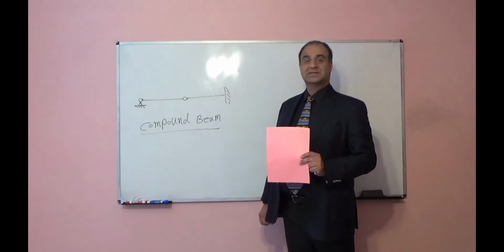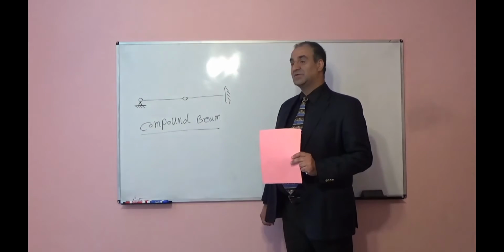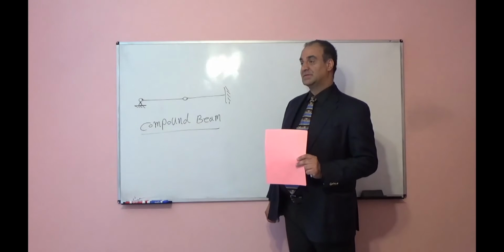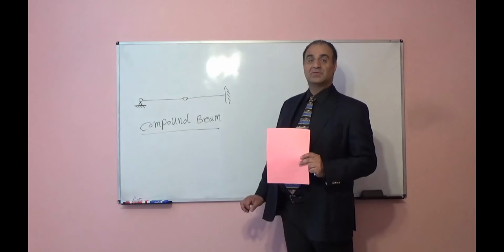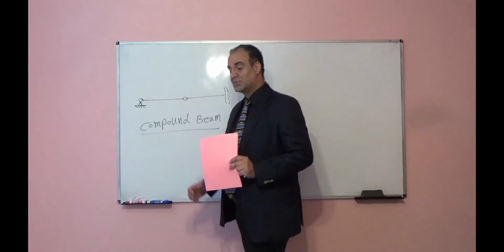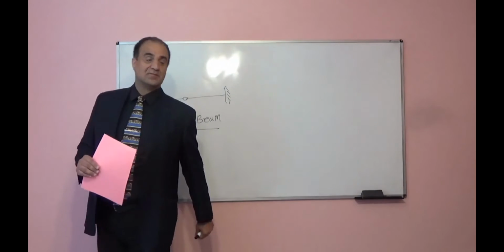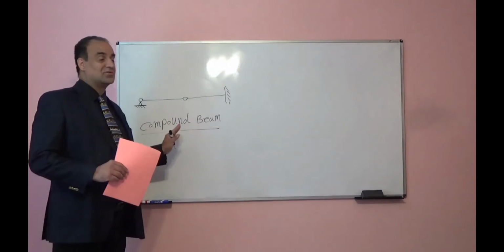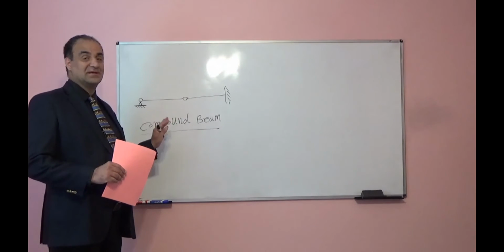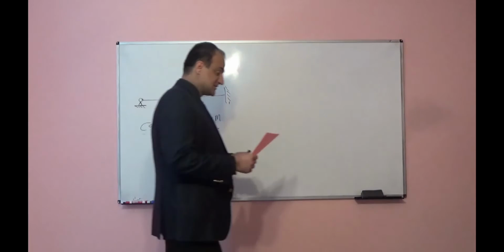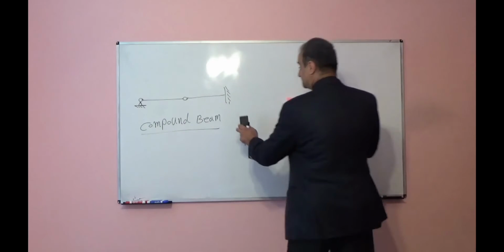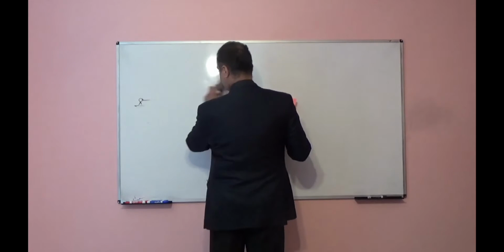Later on, in other courses, you will see that if the number of reactions is more than the number of equilibrium equations, with only equilibrium equations we will not be able to find reactions. That is another topic. But in a statics course, for a compound beam, we are always able to find reactions using equilibrium equations. Let's look at the first example.